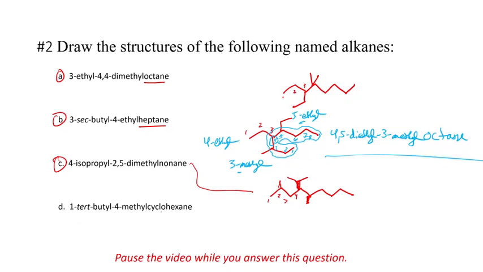All right, this one's a little different. Cyclohexane, 6 carbons in a ring. And we have a 1 tertiary butyl and a 4-methyl. 1, 2, 3, 4. There you have it.